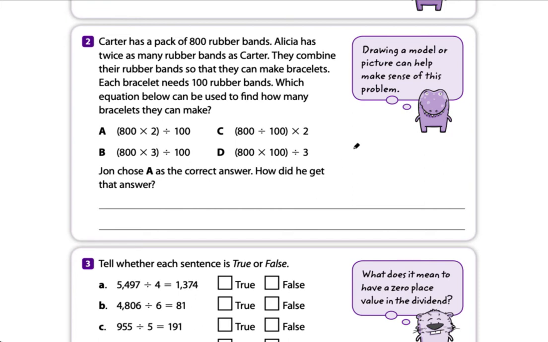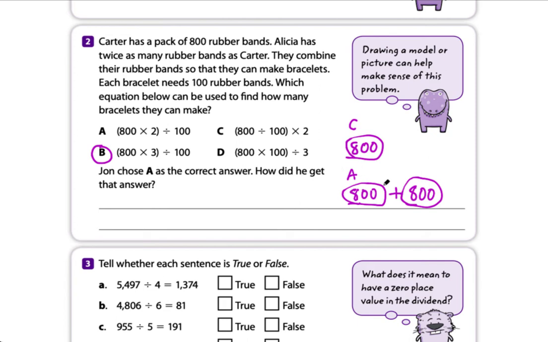Well, if Carter has a pack, I'm just going to do it over here. Carter has a pack of 800, and Alicia has twice that number. So I'll just say C. Alicia has twice that. So she has 800 and then 800 again. She has 2 packs of 800 rubber bands. So if they put all those rubber bands together, how many 800s is that? Well, that's 3 groups of 800. So I know I'm going to have to multiply 800 times 3 or add 800 3 times. Which equation shows that? It looks like the only one is B.